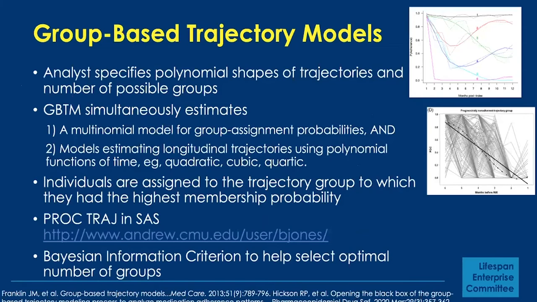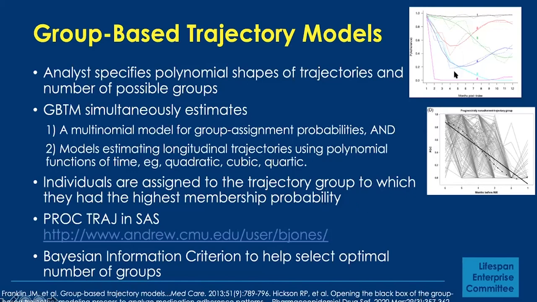Moving on to group-based trajectory models. In this approach, analysts specify polynomial shapes of trajectories and the number of possible groups. And these methods simultaneously estimate a multinomial model for group assignment probabilities, and models estimating longitudinal trajectories using polynomial functions of time, like a cubic function, for example. And then individuals are assigned to the trajectory group in which they had the highest membership probability. This can be implemented with PROC TRAJ in SAS. And Bayesian information criteria are used to help select the optimal number of groups.